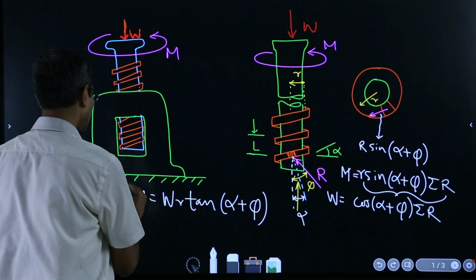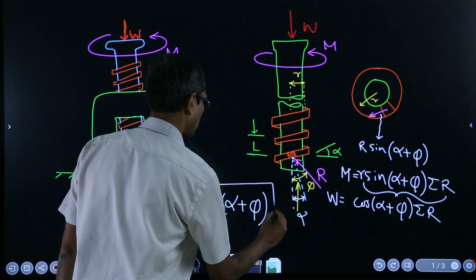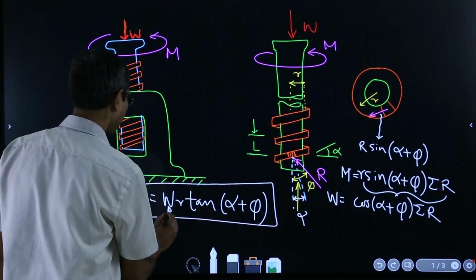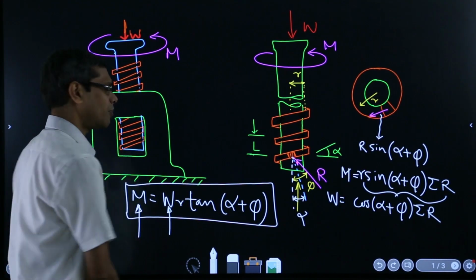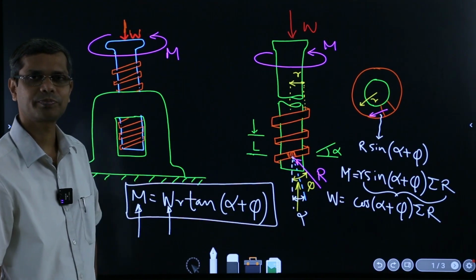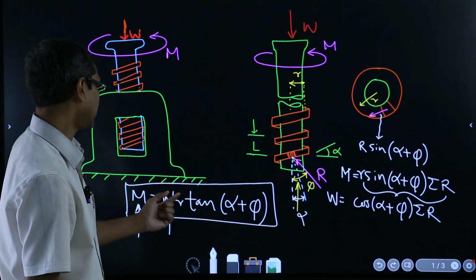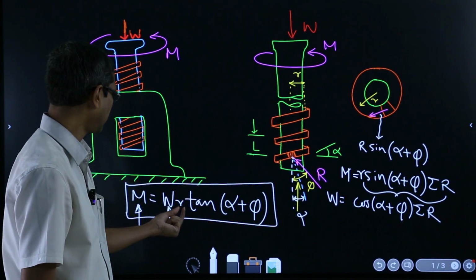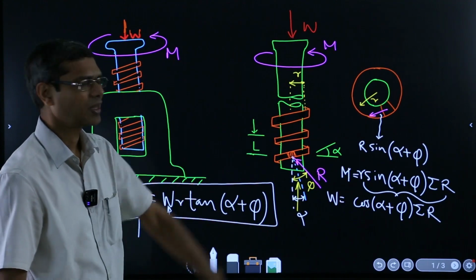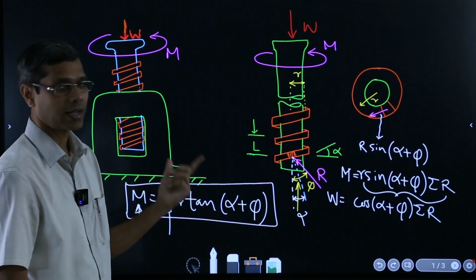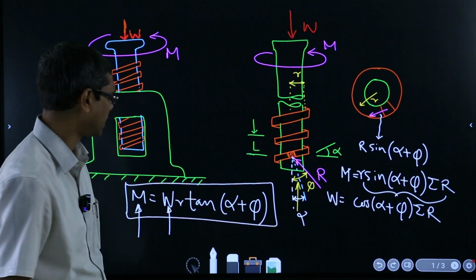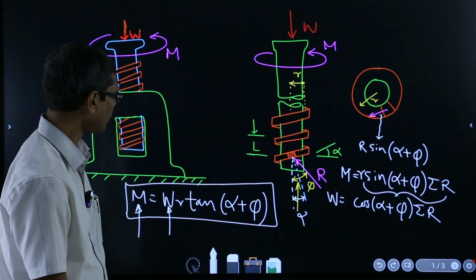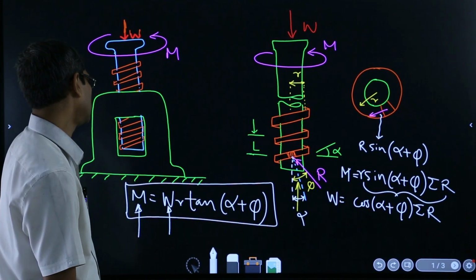So this is the relationship which I was talking about, the relationship between the weight which you want to lift and the moment that you need to apply. And then the geometric parameters are the small r, the mean radius of the screw thread, alpha, the thread angle or the wedge angle, if it helps, and phi is your angle of friction. Okay. So that's how you relate.